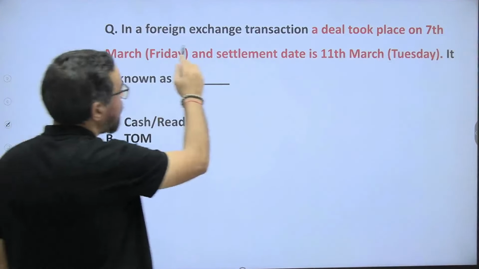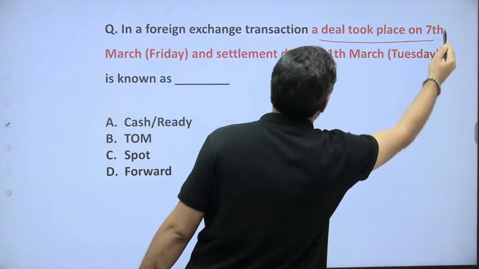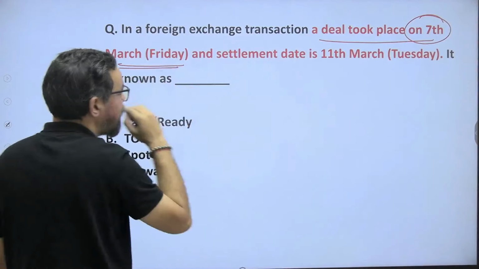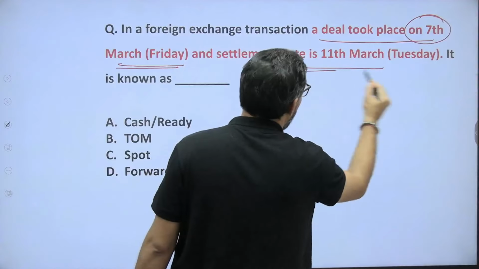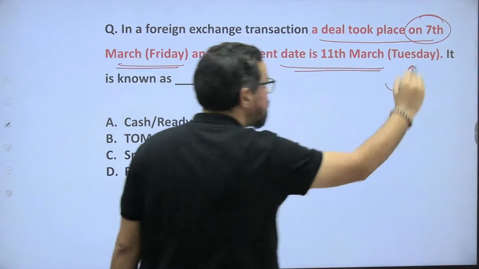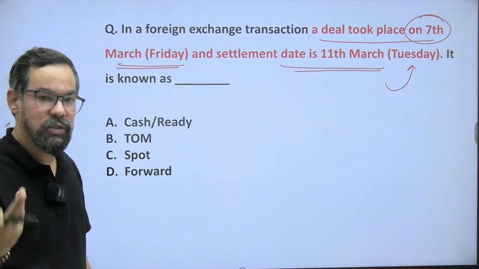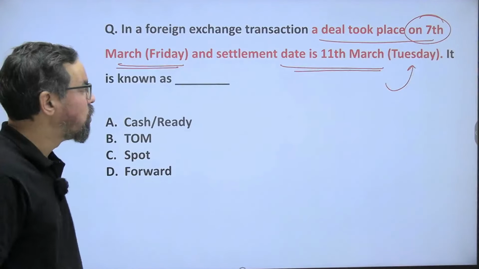In a foreign exchange transaction, a deal took place on 7th March, which is Friday, and settlement took place on 11th March, which is Tuesday. So it is known as what? This kind of question they have asked so many times in the past itself. So what will be your correct answer?